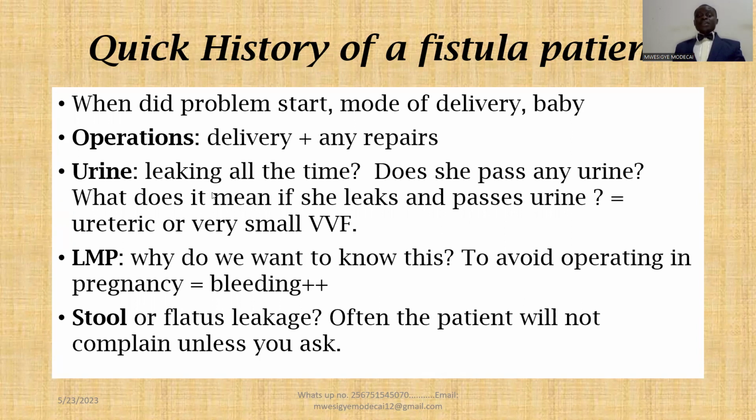We look at the urine leakage. Leaking all the time. Does she pass any urine? We look at what it means if she leaks or passes urine, like in the case of ureteric fistula or very small fistulas. Another thing we shall look at is the LNMP. And why do we look at this? Because we want to avoid operation. Sometimes the LNMP was a bit late, and we miscounted the EDD, and we find you're operating someone who could have delivered.